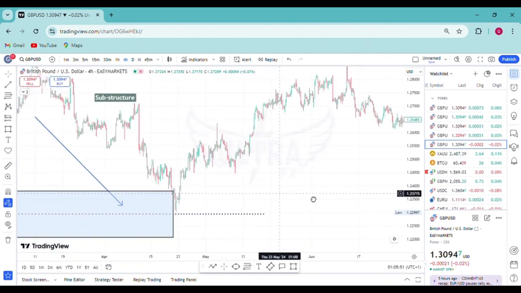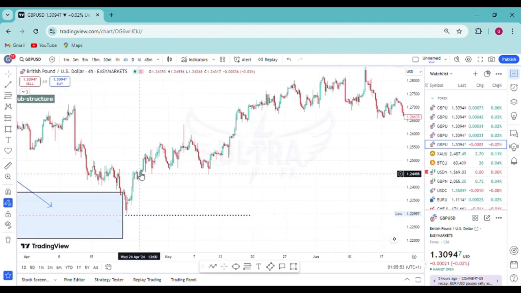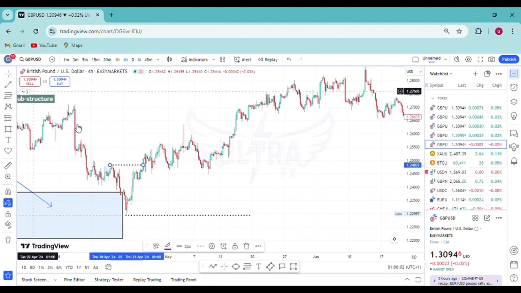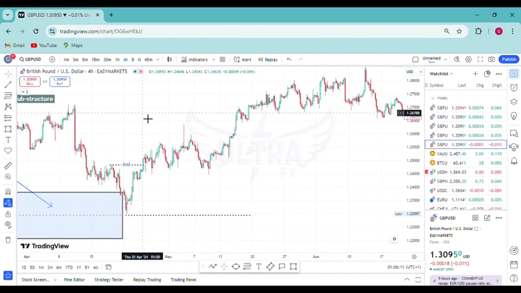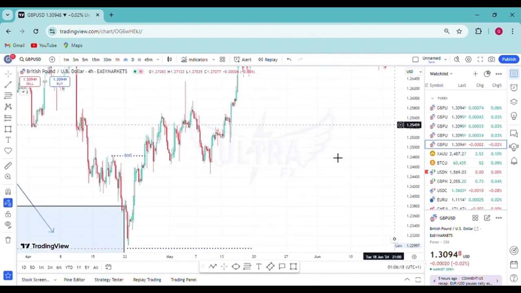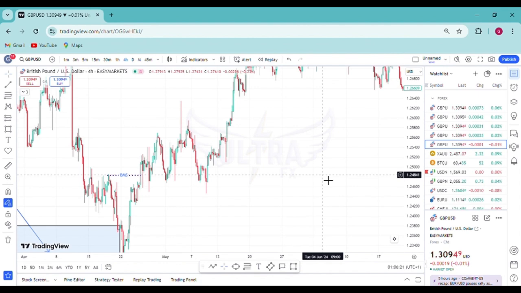Okay, so market has created a what? A break of market structure. This is our BMS, break of market structure. We can also call it market structure shift. Now on this note, we look for buy opportunities right here.